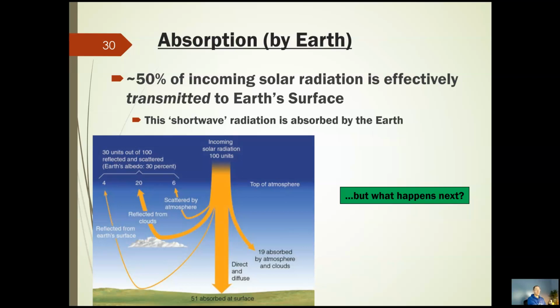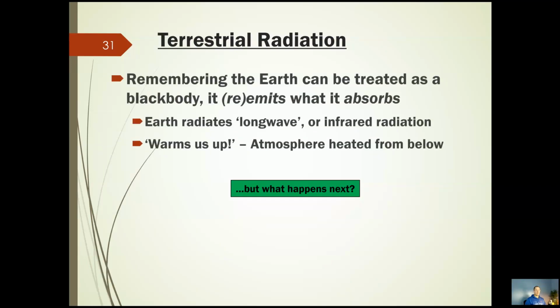And so what you have for the inset graphic is this proverbial 100 units of incoming solar radiation. We see the reflectance, about 20% some scattering and other reflecting, and due to an albedo from Earth's surface, about 30% is reflected or scattered. Another about 20% of it gets absorbed by the atmosphere and the clouds. And that, again, approximate 50% makes it down to Earth's surface. At that point, it is absorbed by the Earth, and it's re-emitted. That's what there is here.